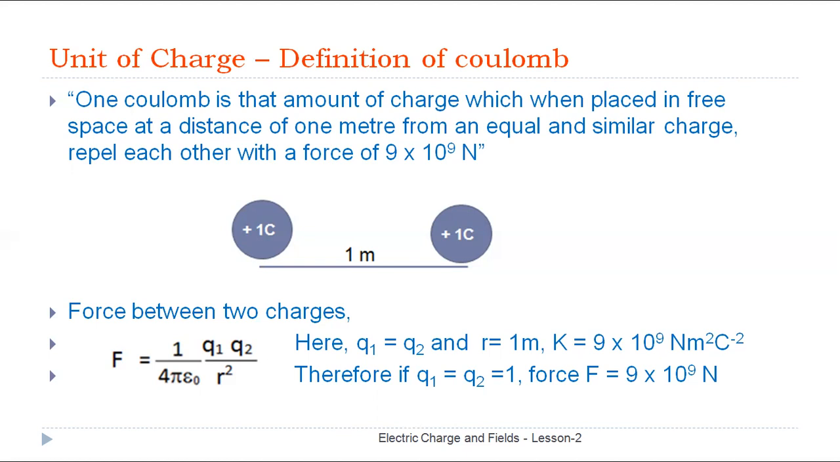So 1 coulomb, we will repeat, is that amount of charge which when placed in free space at a distance of 1 meter from an equal and similar charge repel each other with a force of 9 into 10 to the power of 9 Newton.